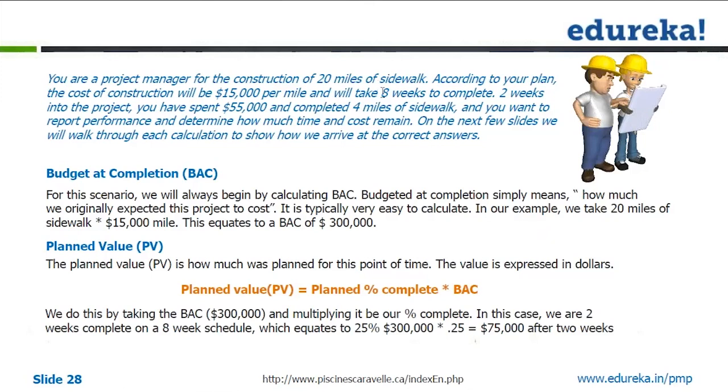So what is your planned value? Where are you now? When are you calculating this? 2 weeks into the project. What is the total time? Total time was 8 weeks. So 2 weeks out of 8 weeks is what? 1/4. 25%, right? So the planned value is how much? That is 25% of 300,000, which is 75,000 after 2 weeks. Clear?